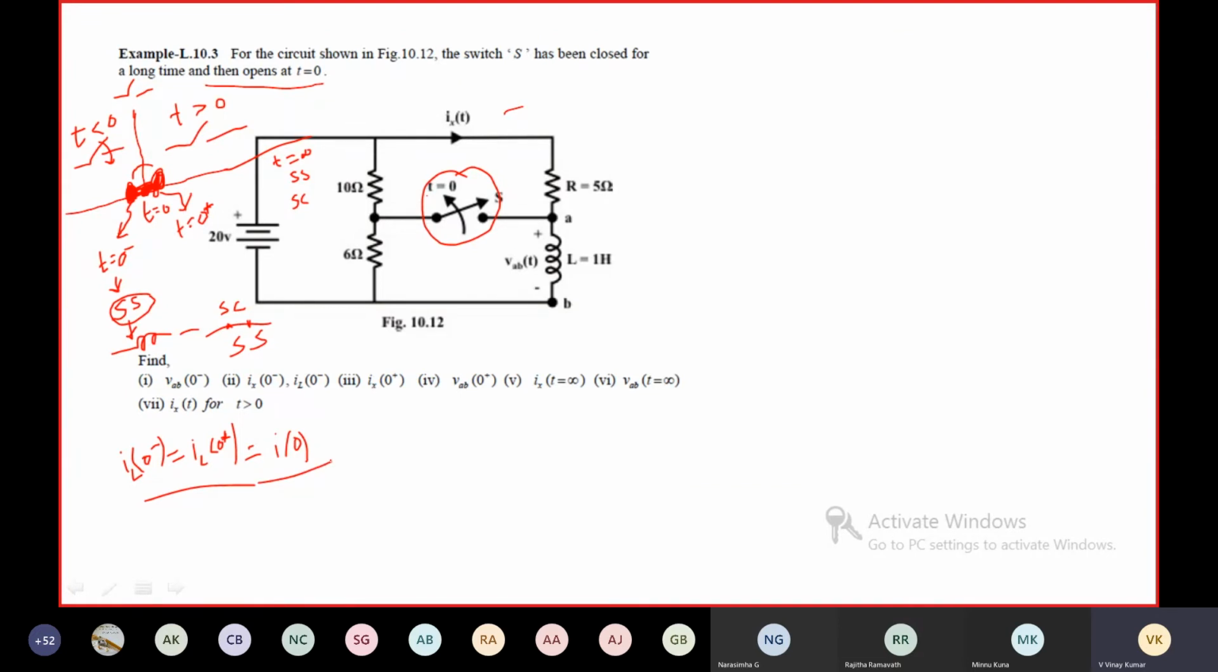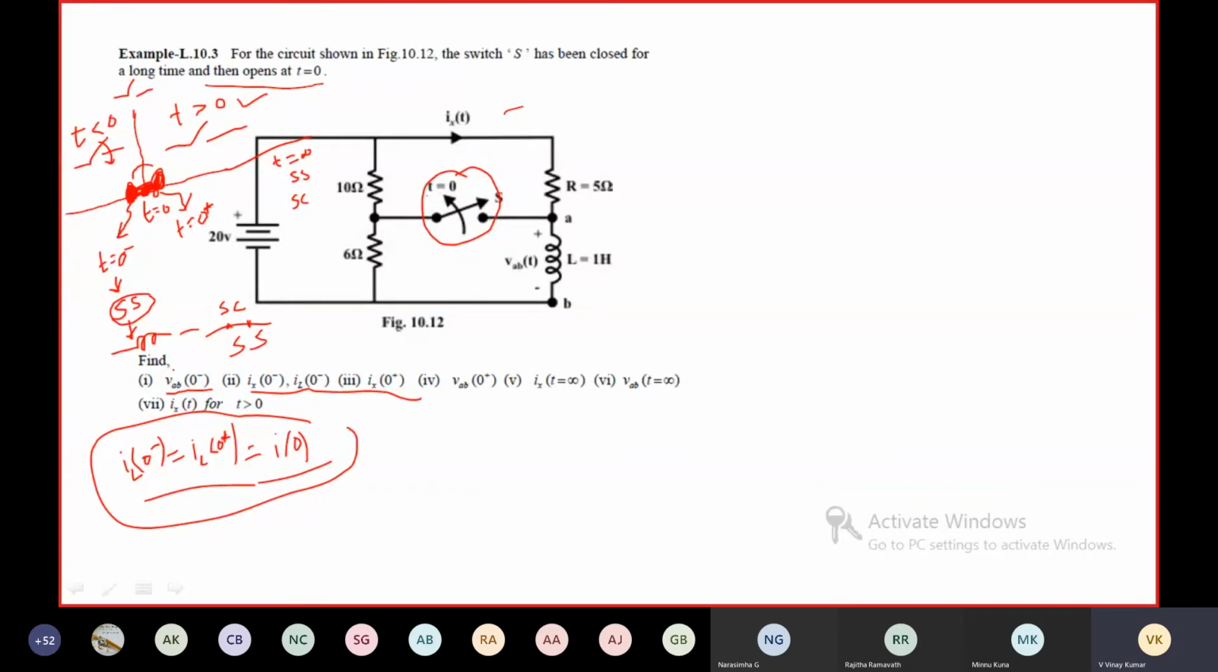So we should find this initial value in order to find the value of current for t greater than 0. First let us find, actually here we have to find VAB of 0 minus, IX of 0 minus, IL of 0 minus.